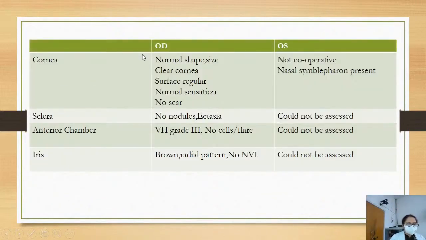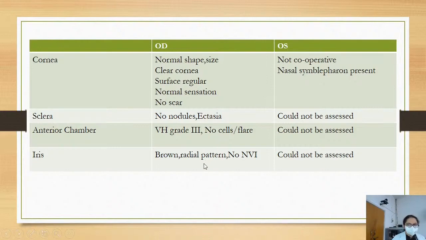After we removed the discharge, we could examine the cornea of right eye, and it was appearing normal in shape and size. It was clear, surface was regular, and sensations were also normal. Sclera, there was no evidence of any nodules or ectasia. Anterior chamber was Van Herrick's grade 3. There was no evidence of uveitis.